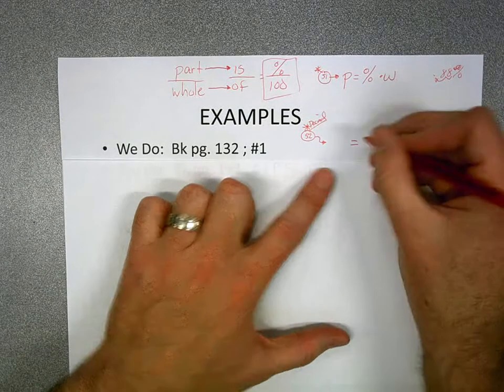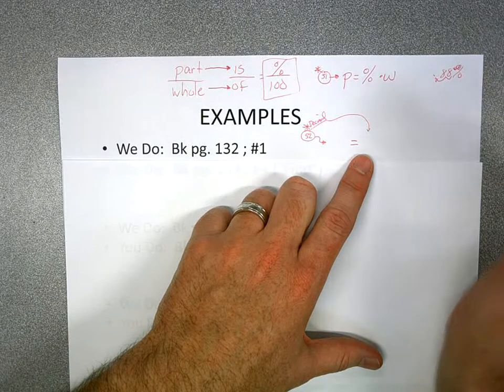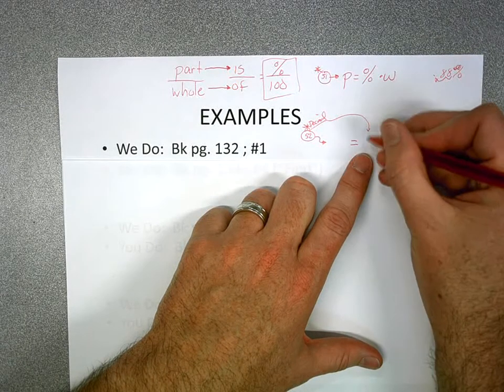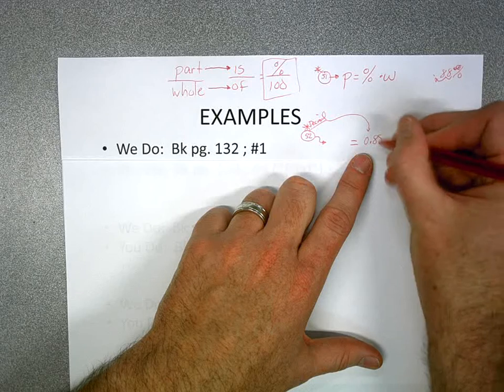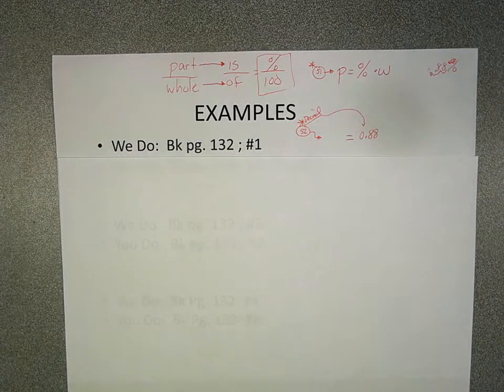So when I plug the decimal in, instead of plugging in 88, I plug in 0.88. Okay? If you don't do that, you will get the wrong answer. So using the equation, when you plug the percent into the equation, you have to put it in decimal form.